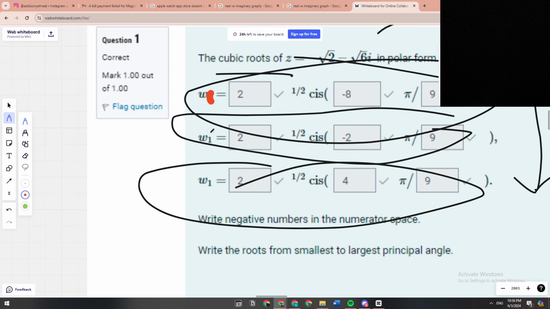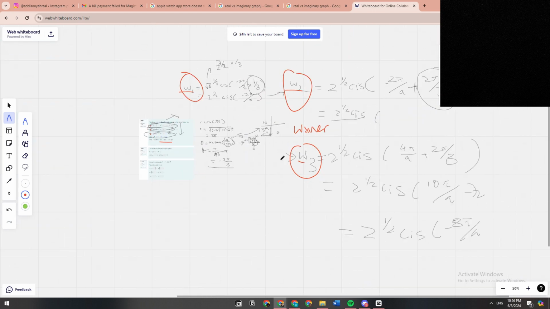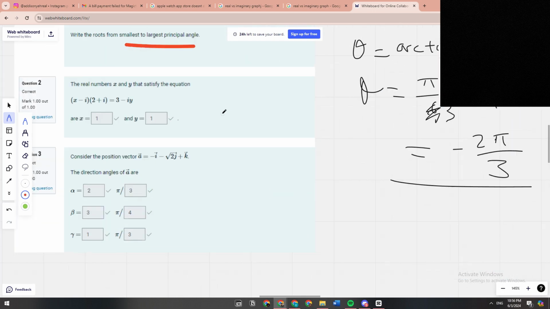But anyways, they even messed up here, I don't even know what that means, why they're on 1. Alright, doesn't matter, it says smallest to largest, make sure it's in principal argument as well. So, yeah. But the second question is a bit of an interesting one.